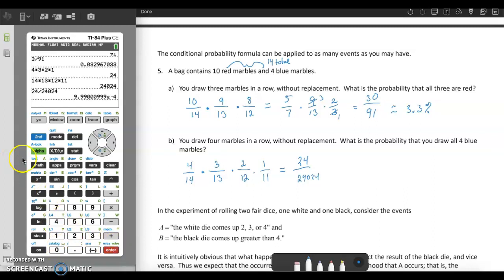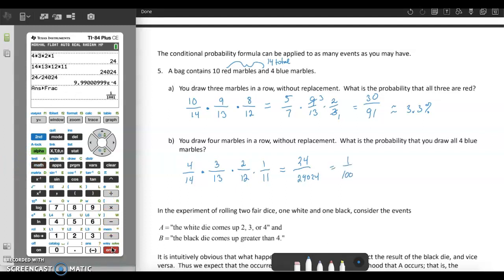So very, very tiny probability. Let's turn that into a fraction. 1 out of 1,001. Or a very, very, very tiny probability that that would occur. And that makes sense again because there are only 4. What's the probability that you draw all 4 of the blue marbles out? Very, very, very small probability there.